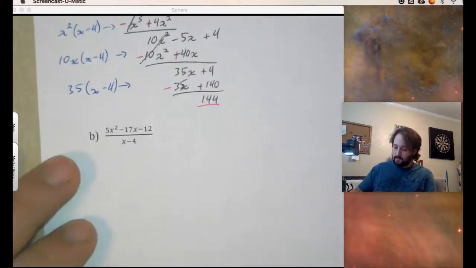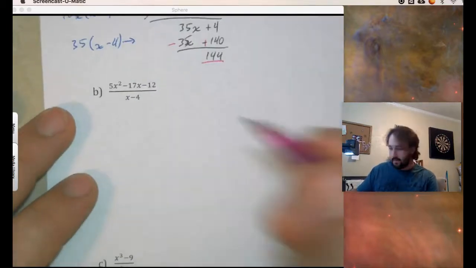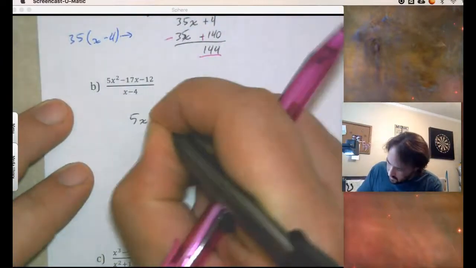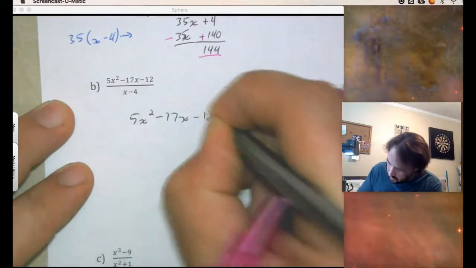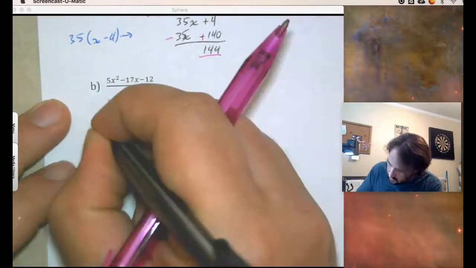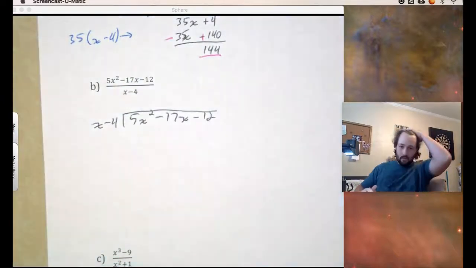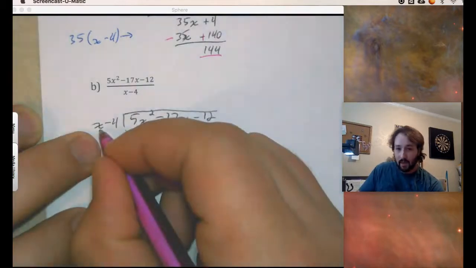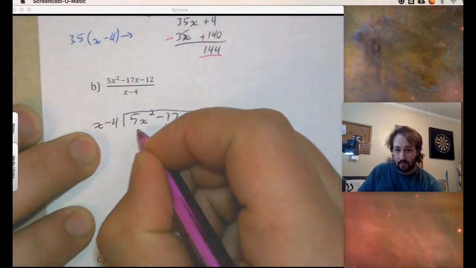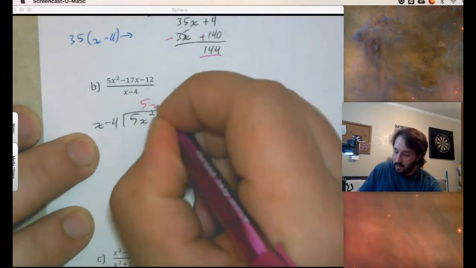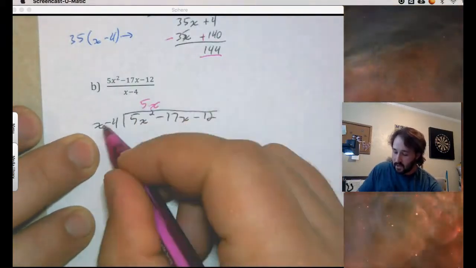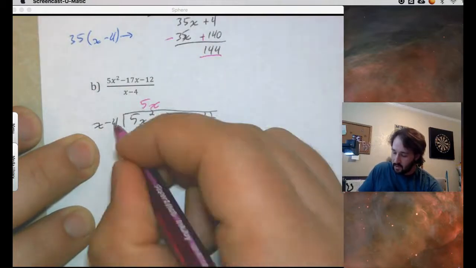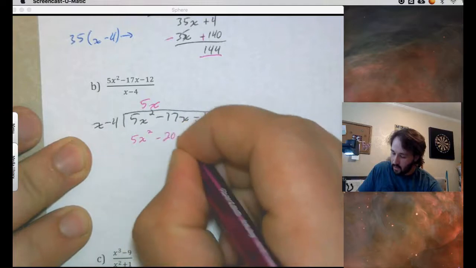So let's look at another. Still dividing by x minus 4. I'm just going to change it up a little bit. So 5x squared minus 17x minus 12, and I'm going to divide out x minus 4. So in doing this, again, the very first thing, think about what you need to multiply x by to make it the same as 5x squared. Well, I need a 5 and I need an x. So when I multiply 5x times x minus 4, 5x times x is 5x squared. 5x times negative 4 is negative 20x.